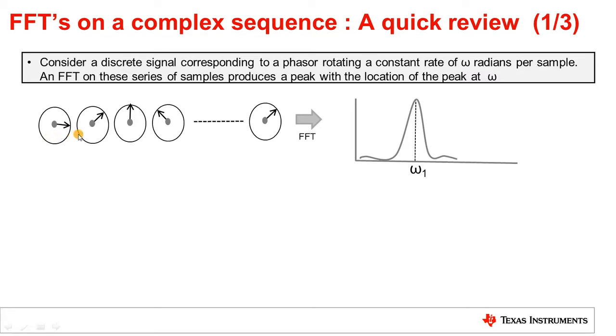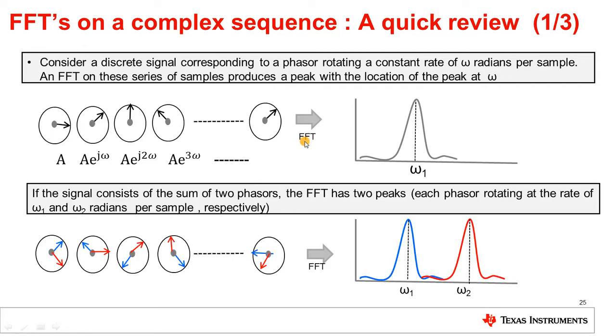Note that each of these phasors actually represents a complex number. So another equivalent representation of the sequence would be this particular mathematical representation that you see here. A Fourier transform, or a discrete Fourier transform to be exact, of the sequence would result in a single peak in the frequency domain at the discrete frequency omega 1. And here I show this word FFT, which is just an efficient algorithm for computing this discrete Fourier transform.